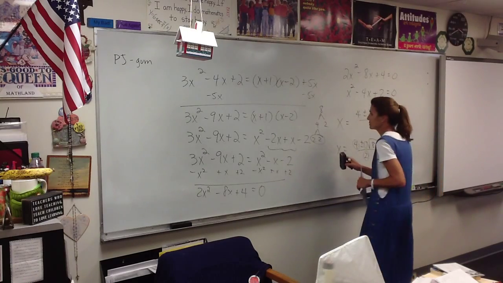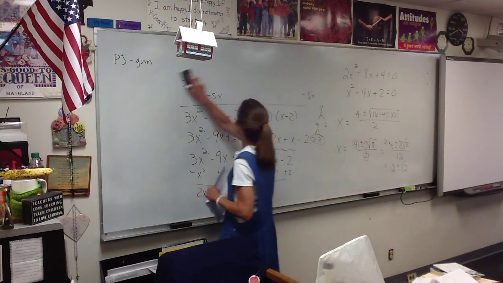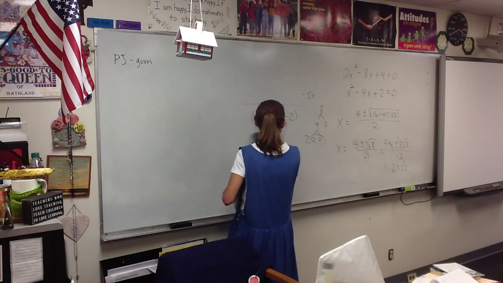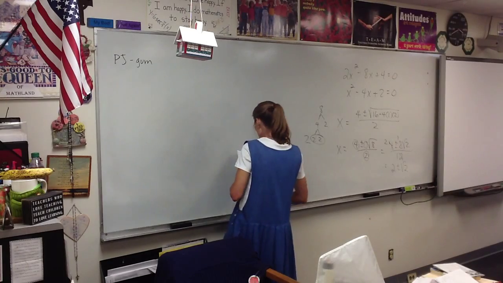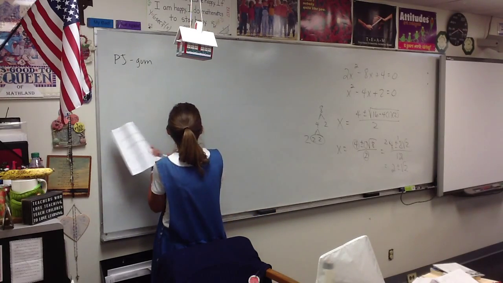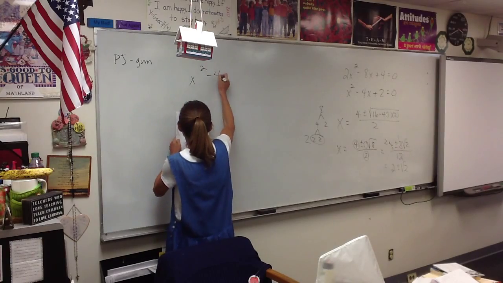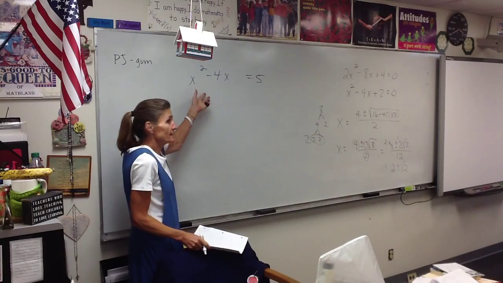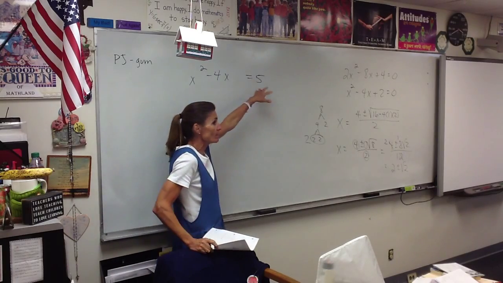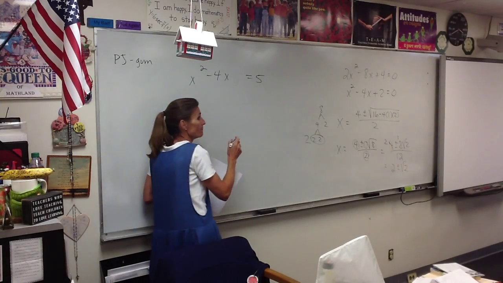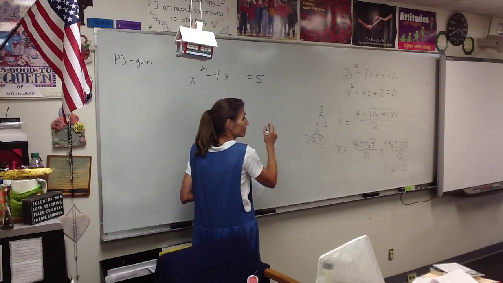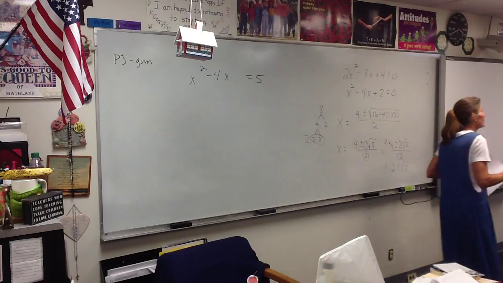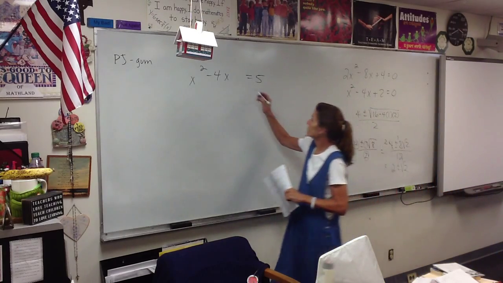Claire, what'd you do first? You distributed. That's a great idea. That's exactly what I would expect everybody to do, distribute. What'd you do second, Claire? You completed the square because you said it's really set up for that, isn't it? With the 5 already on the other side. So what did you add? I can't hear you. What did you say? Yep, so you added 4 to both sides. Perfect.